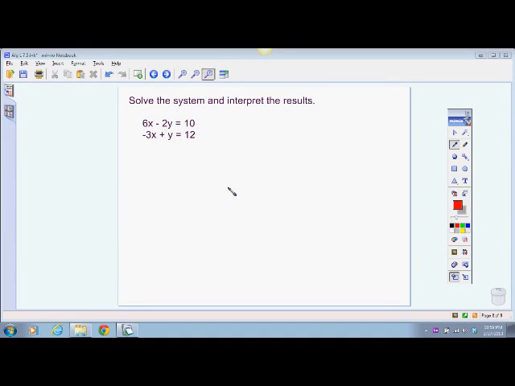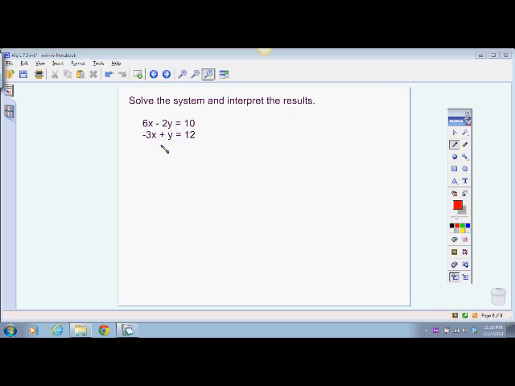This example says solve the system and interpret the results, and we're going to talk about what this means in a second. But remember, we still have our three ways for solving solutions: graphing, substitution, and linear combinations. Honestly, I don't usually graph unless I see a reason to graph. So I'm going to show you how we can solve this with both substitution and linear combinations and show you what the results look like.